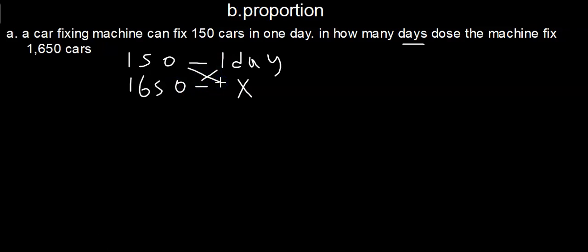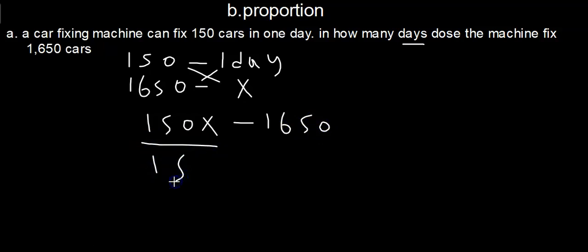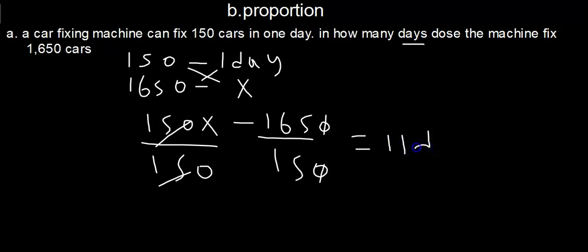It will be 150x, I'm looking for the days, will equal 1,650 times 1, which is 1,650. So now I'm looking for x, so I'm gonna divide by 150, the whole over 150. You cancel the zeros, and when you divide 165 by 15, you're gonna get 11. So my answer is 11, so it will be 11 days. That will be my answer.